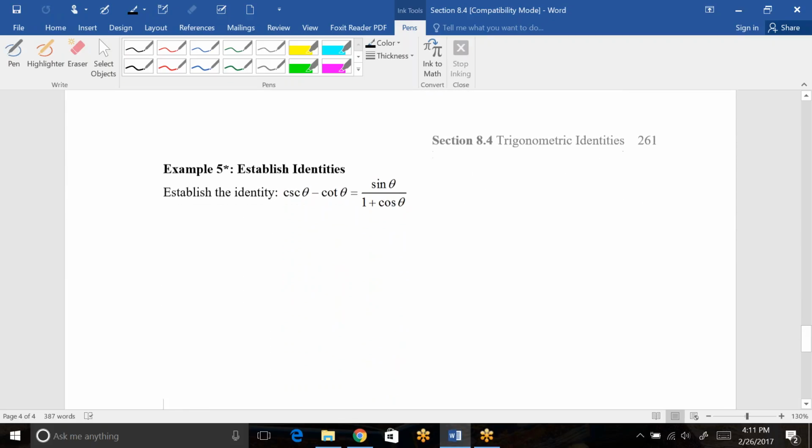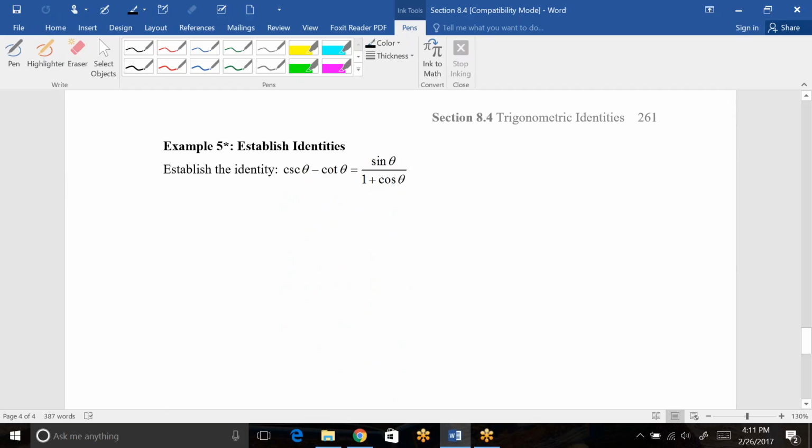Okay, so let's look at example 5. It says establish the identity cosecant theta minus cotangent theta equals sine theta over 1 plus cosine theta. This time, again, you could choose to just leave the left side alone and work with the right, or you can choose to leave the right side alone and work with the left. We've already shown a couple of times that a few things equaled cosecant theta minus cotangent theta, so maybe I'll go backwards this time.